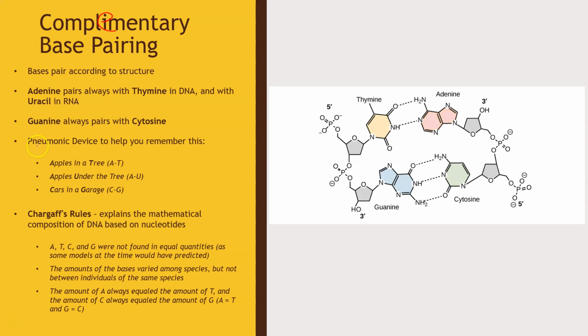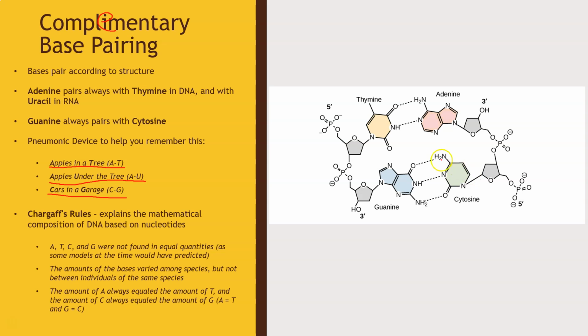Okay. And we have a mnemonic device that will help you remember this. To remember that adenine pairs with thymine, we always say apples in a tree, or A to T. And to help you remember that adenine pairs with uracil, we always say apples under the tree, or A to U. And then lastly, guanine pairing with cytosine, we always say cars in a garage, because you know that's where you park a car, is in a garage. All right.